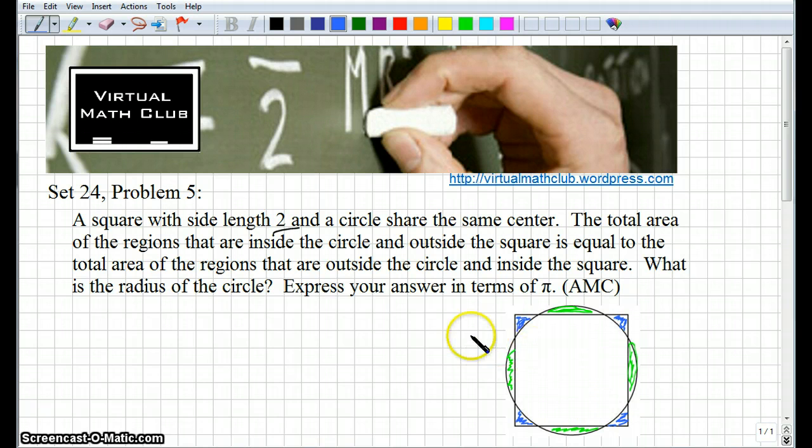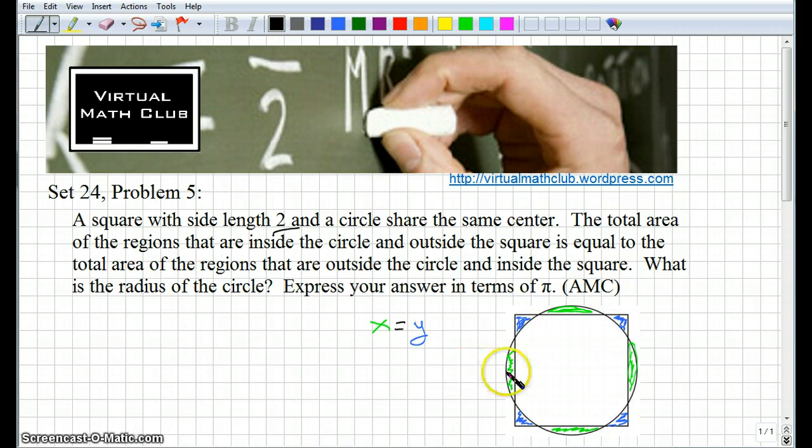What they're saying is that these blue regions, the total of all the blue regions we'll call Y, and let's call the total of all the green regions X, okay? And they say that those two are equal to each other. So the total area inside the circle and outside the square is the same as the total area that's outside the circle and inside the square. The area of the blue regions is the same as the area of the green regions.